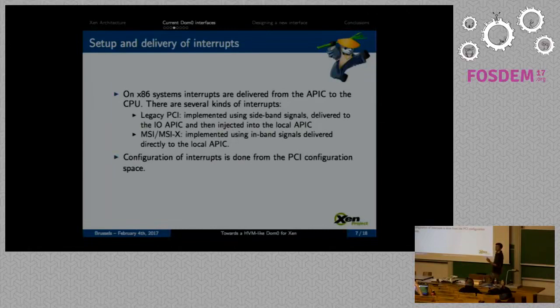This is done by programming a certain address on your PCI device, and the PCI device will write to this address when it has to trigger an interrupt, and this address is trapped by the local APIC, and it injects the interrupt into the CPU. The configuration of interrupts on PC systems is also done from the PCI configuration space, which is a set of IO ports that you use in order to interact with your devices, or a memory area that you also use in order to interact with those devices.